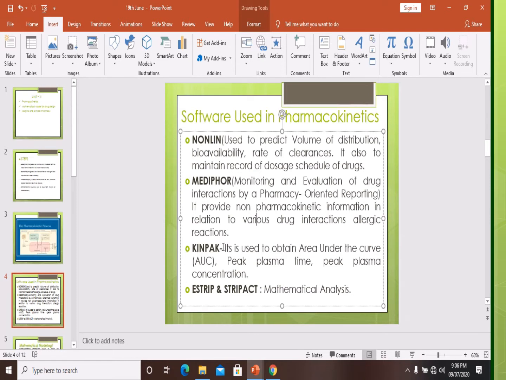And the third one is KINPAC. It is used to obtain area under the curve, peak plasma time and peak plasma concentration. These are the terms from your department subjects. It will be useful, and you are going to understand it while studying your department papers. And now I will explain how the software is used for pharmacokinetics.